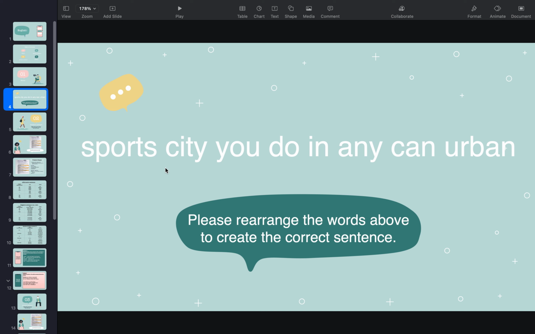Kamu tengok dekat atas tu, ayat dia tu. Sports city you do in any can urban. Apa maksud dia? Okay, it's just some words jumbled up together. Okay, dia ni cuma perkataan yang digabungkan. Okay, bersepah lah, dia tak tersusun. Now, what I need you to do is to rearrange the words above and create the correct sentence. Apa teacher perlu kamu buat ialah, kamu salin balik ni, sport city you do in any can urban ni, salin balik and cuba susun dia, jadikan ayat yang betul.